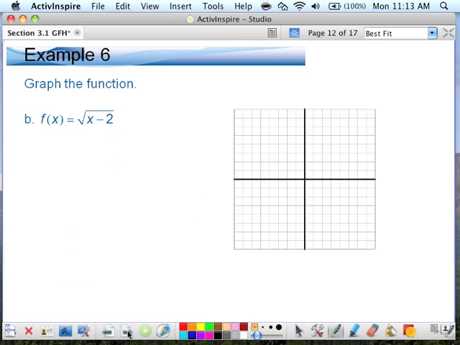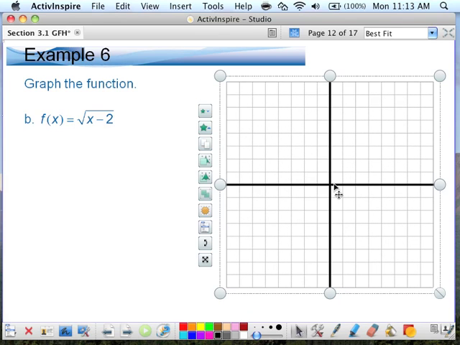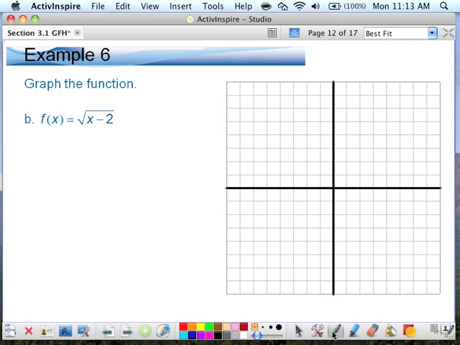Now let's take a look at the function f of x equals the square root of x minus 2. First off, we know that that particular graph has some restrictions. We know that x minus 2 can't be negative, right? Which means that x minus 2 must be greater than or equal to 0. So x has to be greater than or equal to 2. So I'm only going to make a table of values for x values starting at 2 and getting larger.